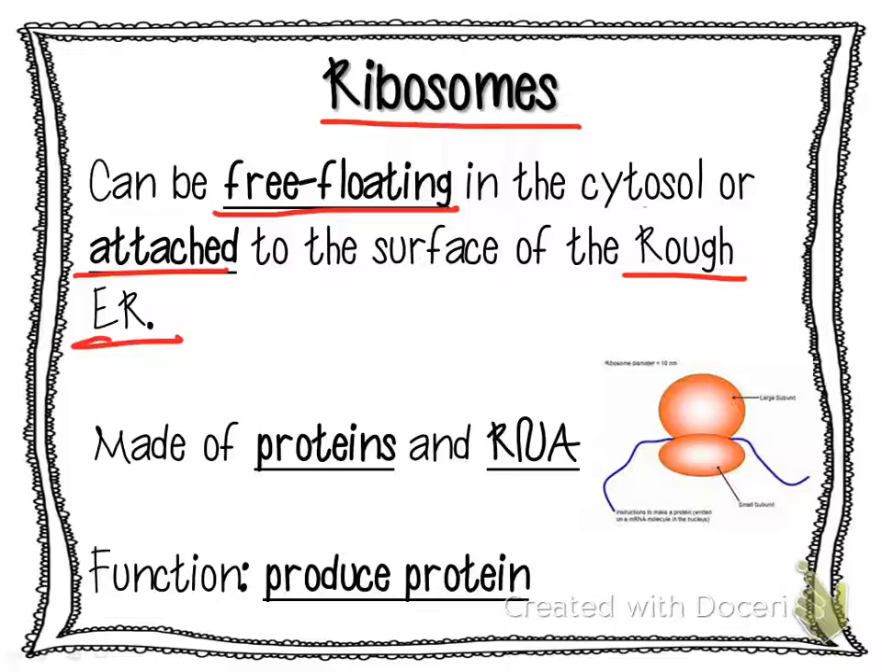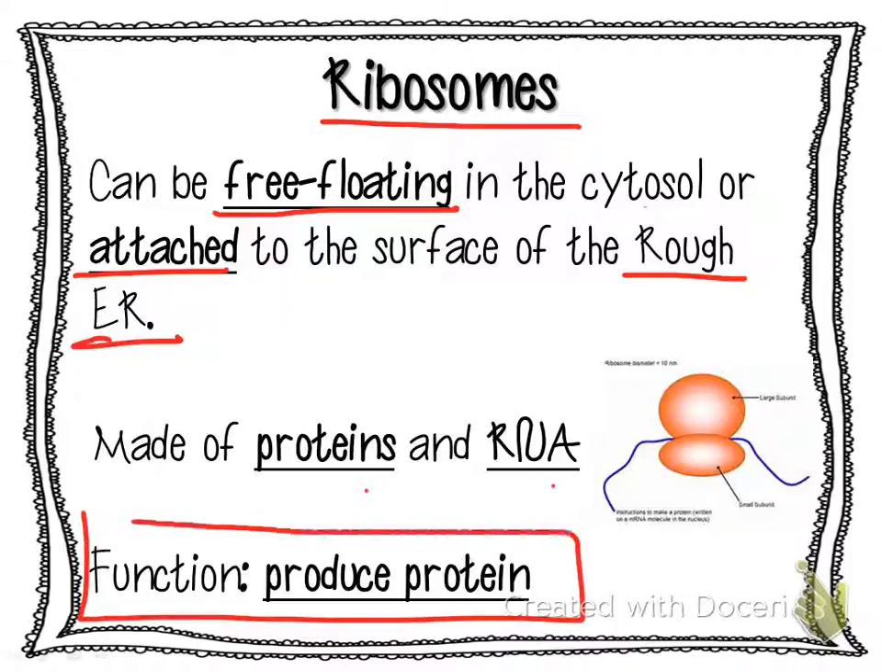The ribosome is made of proteins and RNA. Remember, these ribosomes are produced by the nucleolus, which is in the nucleus. And its function is to produce protein. And remember, all cells, regardless of whether you're a prokaryote or a eukaryote, have ribosomes, because all cells have to be able to produce protein. Ribosomes have a large subunit and a small subunit, and we'll talk more about ribosomes and their structure when we discuss protein synthesis.